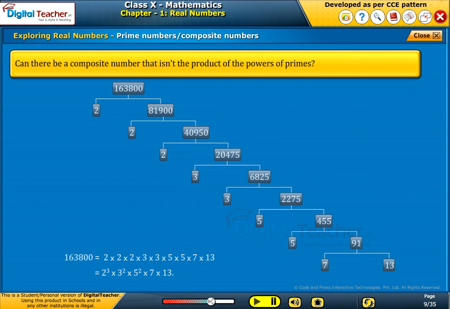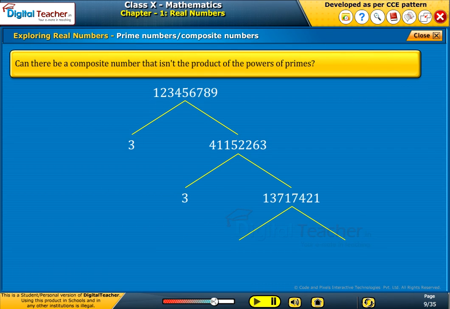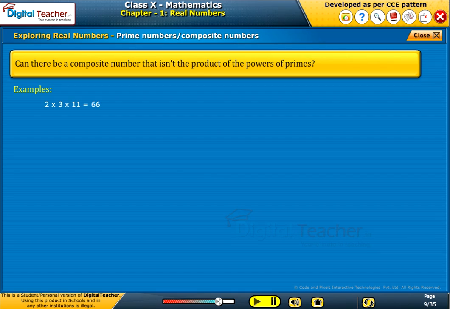Let us try with another number, 123456789. This can be written in the following form as shown. Here the numbers 3803 and 3607 are primes. By this we can prove that a composite number can be written as the product of primes. Here are some examples as shown on screen.